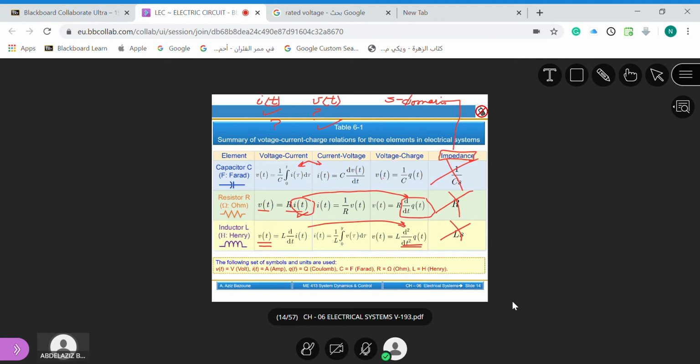For the units, the capacitor has the unit of farad, and the symbol is C. The resistor unit is ohm, and the symbol, as you can see, is like this. The inductor has the unit of Henry.